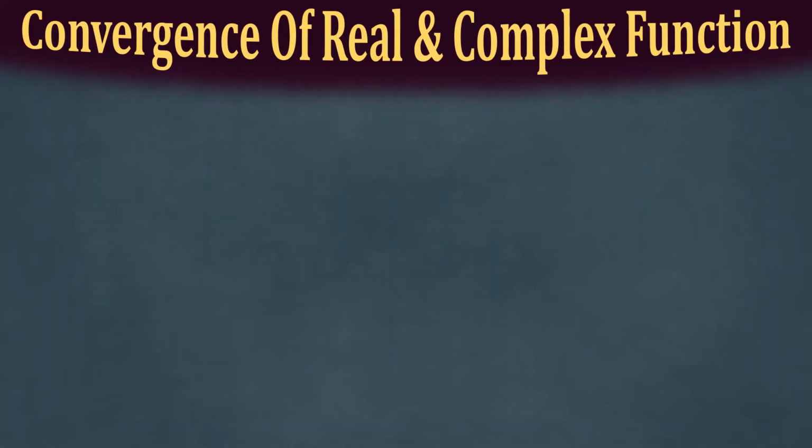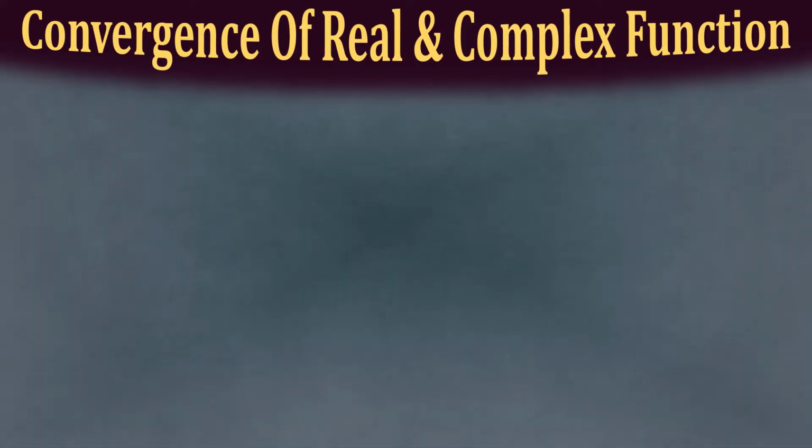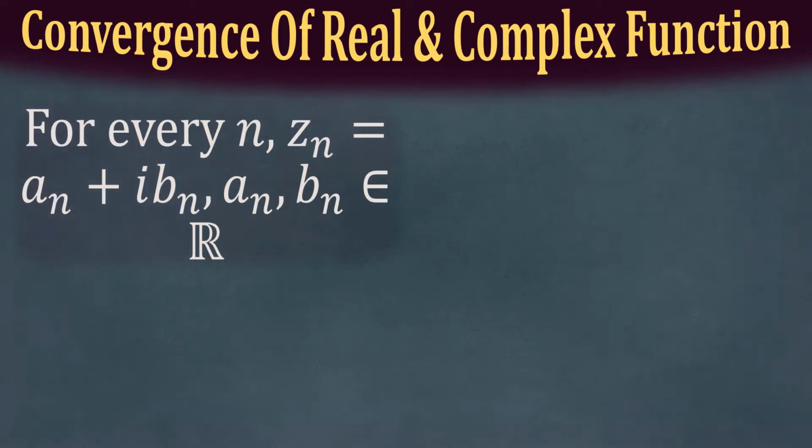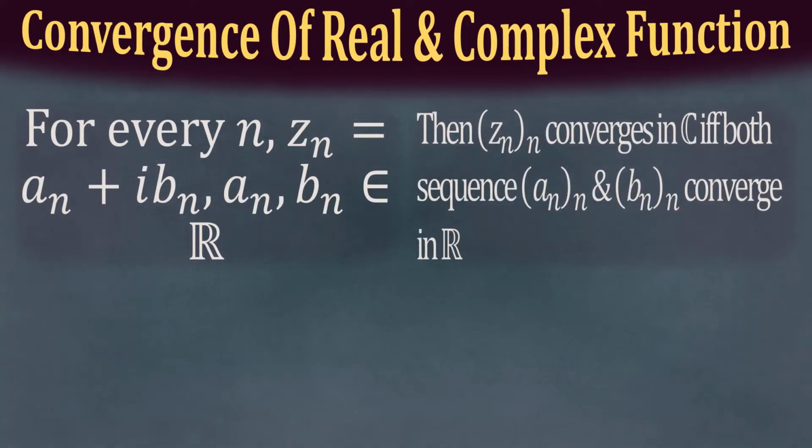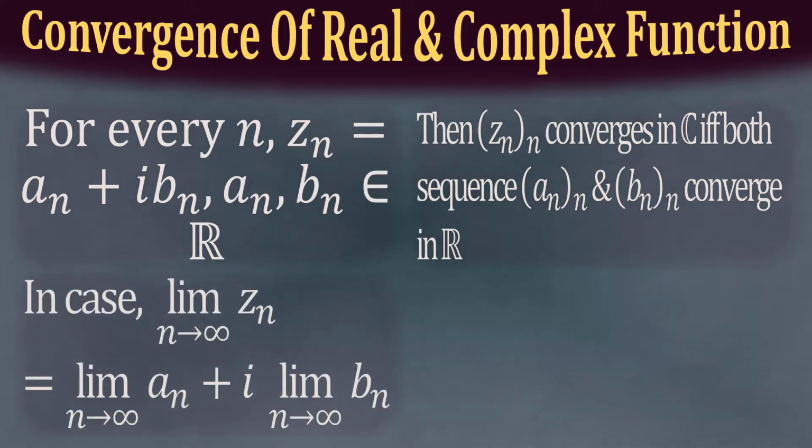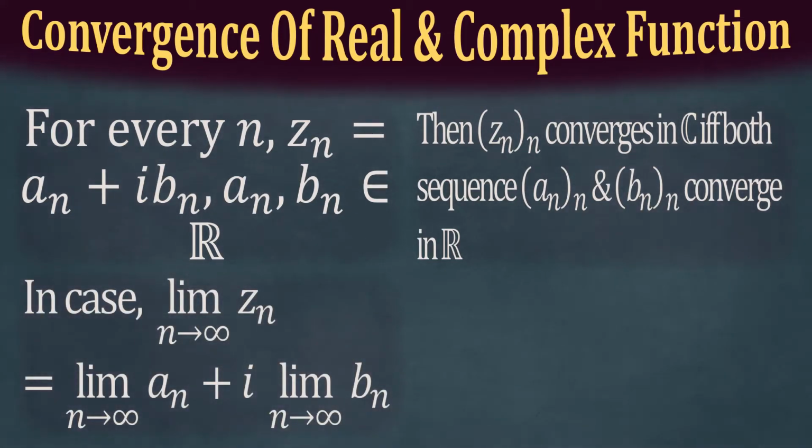Next, let's discuss how convergence of real and complex sequences relate. For every n, let z_n equal a_n plus i b_n, where a_n and b_n are real sequences. Then z_n converges in the complex numbers if and only if both sequences a_n and b_n converge in the real numbers. In that case, the limit as n approaches infinity of z_n is equal to the limit as n approaches infinity of a_n plus i times the limit as n approaches infinity of b_n.